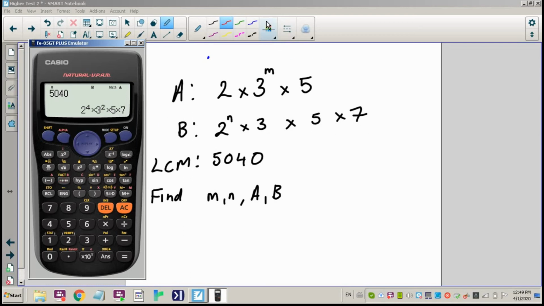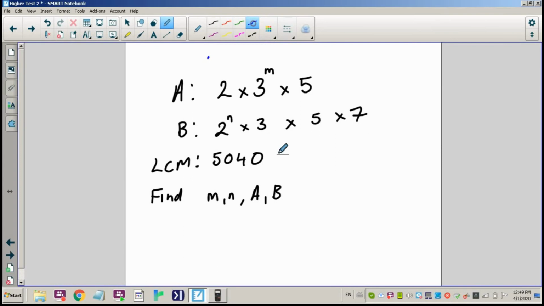Here we go. It is 2 to the power of 4 times 3 to the power of 2. There's a little delay between the change in colours. Times 5 times 7. Now we're going to use that to find m and n, and then work out what a and b are.